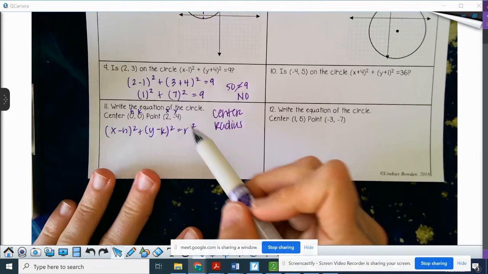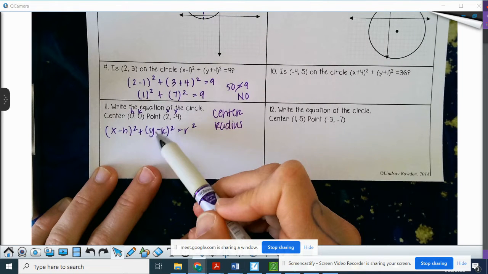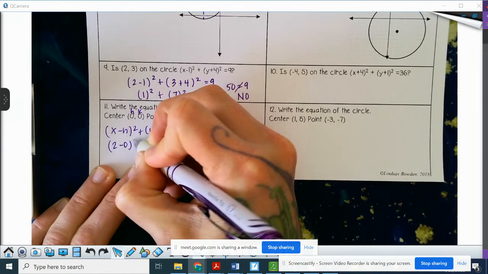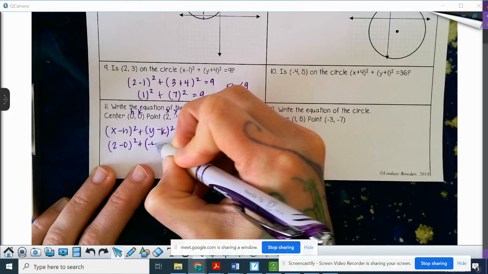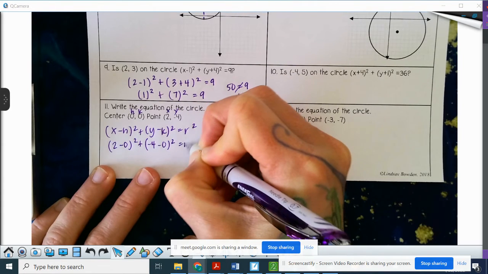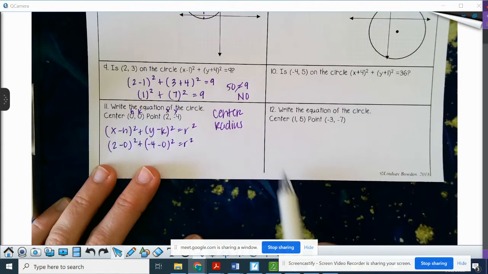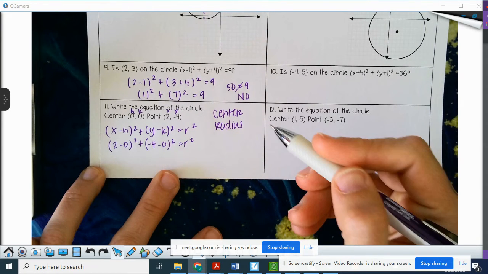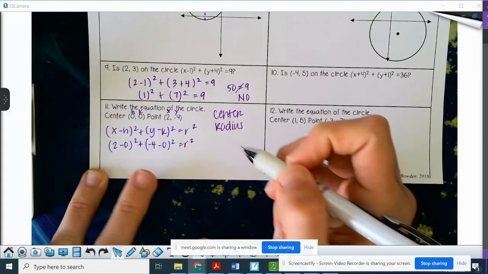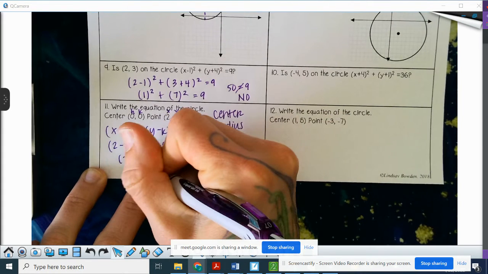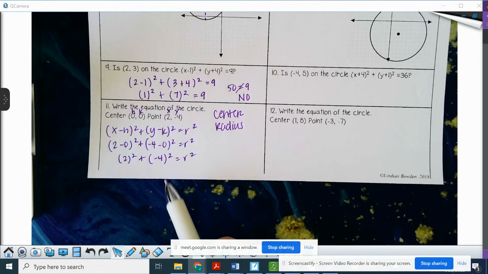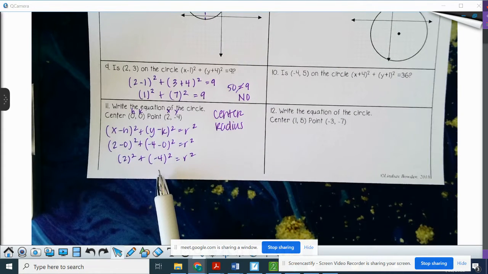Make sure you pay attention to where h goes and where k goes, because it's subtraction. It does matter. So 2 minus 0 squared plus negative 4 minus 0 squared. It doesn't matter as much in this one because they're zeros, but when you have numbers for your center, whether they be in front or behind, the minus symbol does change their positivity and negativity. So 2 minus 0 is going to be 2 squared plus negative 4 squared equals radius squared. Be very careful plugging that negative 4 squared in your calculator. If you don't use parentheses, it will not give you the right answer.